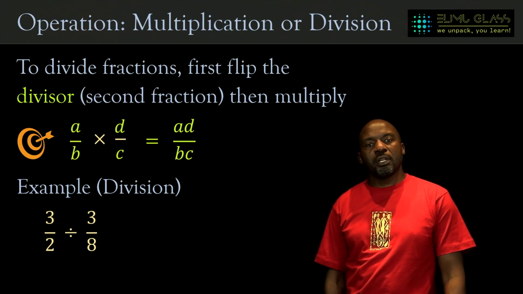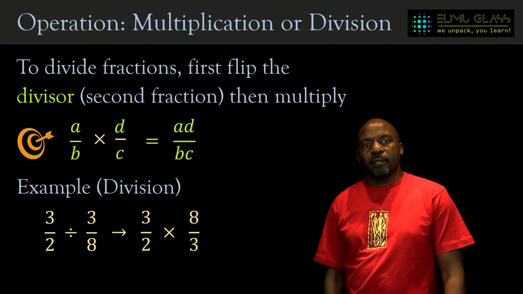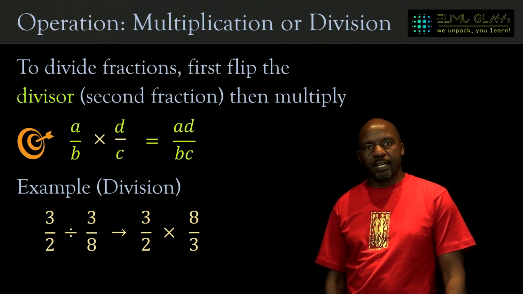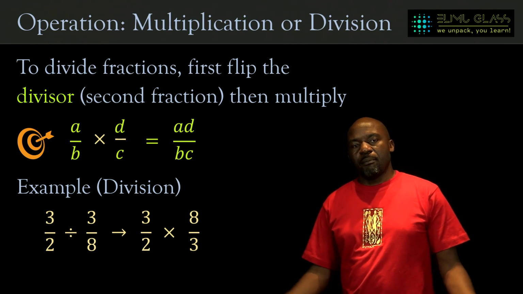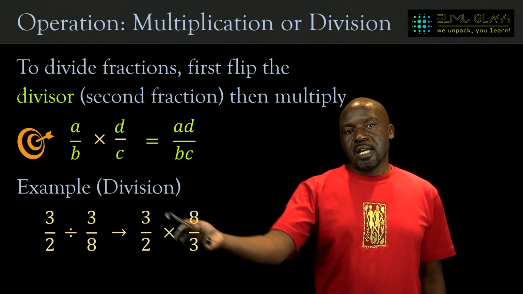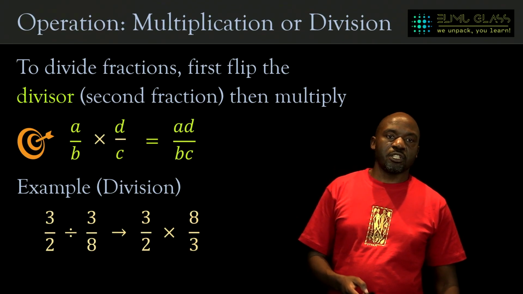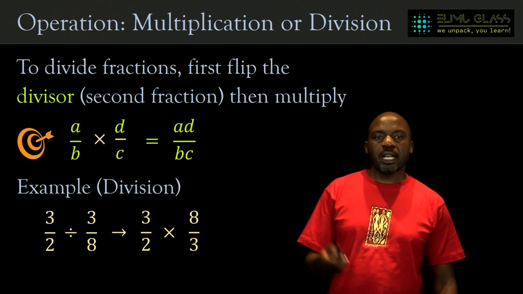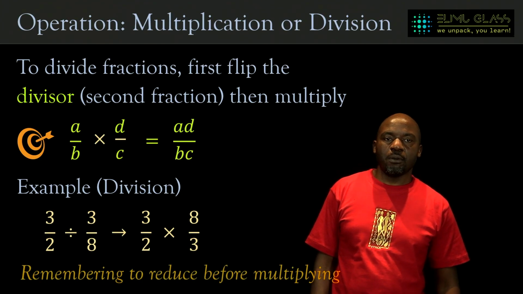8 goes up, 3 goes down, okay, and 8 now has gone up, 3 has gone down, and now we can multiply 3 and 8 and 2 and 3. But once again, by just quick inspection, you can see there is a 3 down here and there is a 3 up there. So before I multiply, which just gives me larger numbers, I can reduce that and just cancel. Remember to reduce before multiplying.